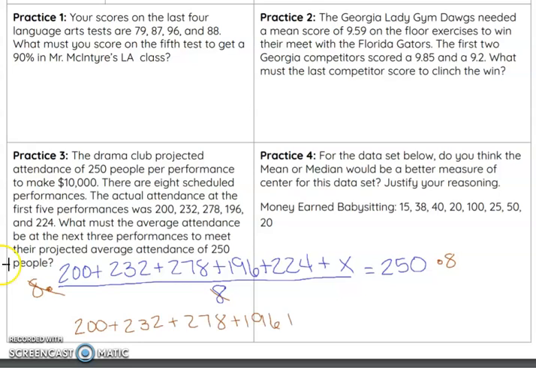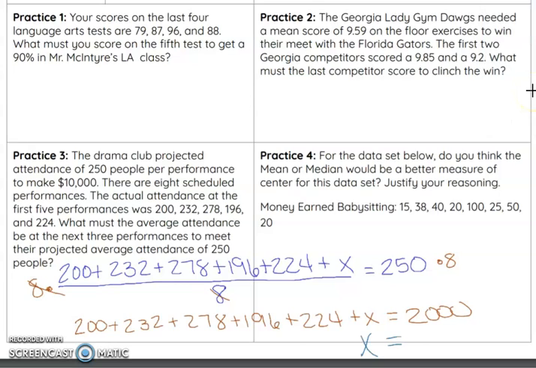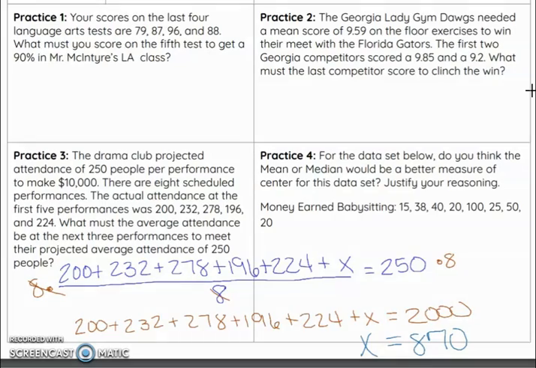So then I'm going to take the first 5 performances, and I'm going to subtract those from 2,000. And so that gives me that X equals 870. So that means over those next 3 performances, I need a total of 870 people to attend in order to reach the goal.